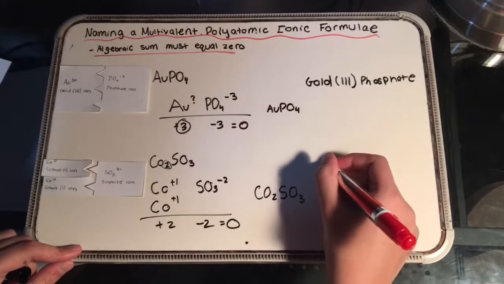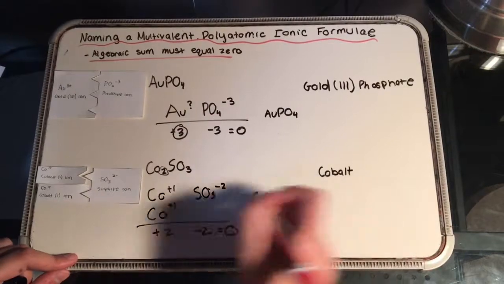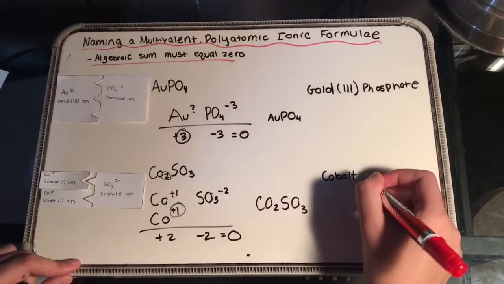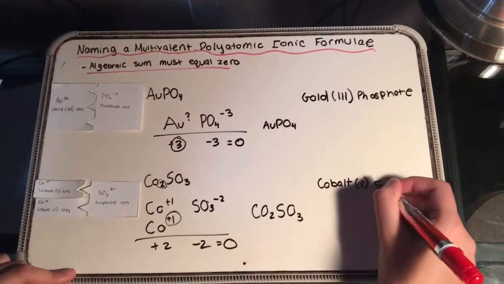When we write this formula, we first write the metal, which is cobalt, and the ionic charge we used is 1. So then in Roman numerals, we write I, and then we write the polyatomic ion, which is sulfite.